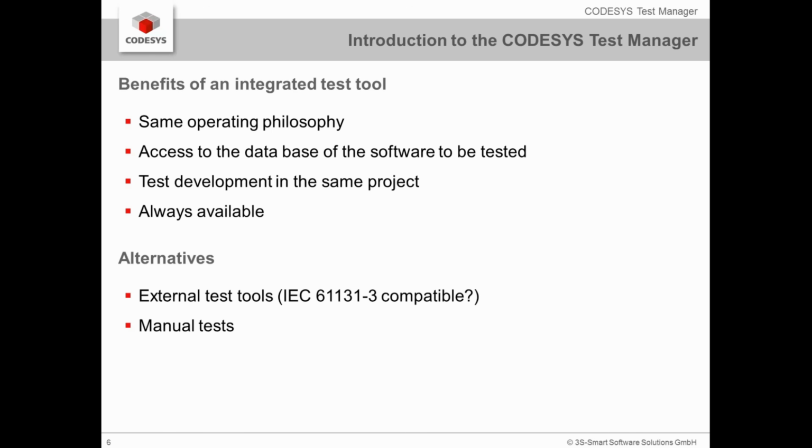Now, what are the alternatives? As already mentioned, you could use external test tools. There are, of course, lots of tools for C, C++, C# programming, but so far we do not really know if there's an IEC 61131 compatible external test tool available. So therefore, you might be forced to use the CODESYS Test Manager. But of course, you can at any time use manual tests, with the advantage that you have everything under your hand, under your fingers, with the disadvantage that manual tests are, of course, somehow boring and not very convenient.